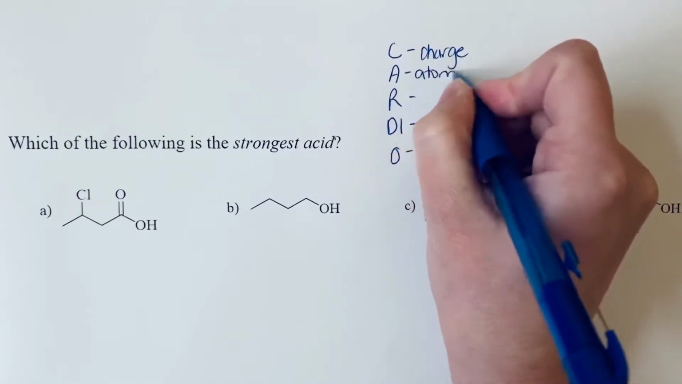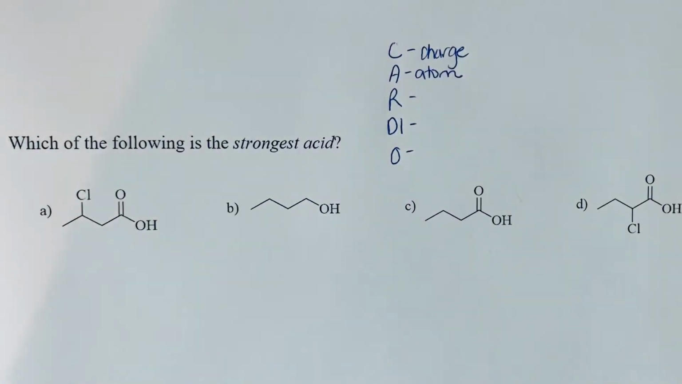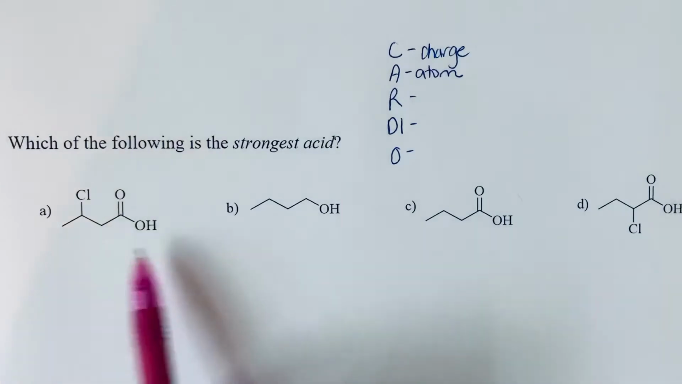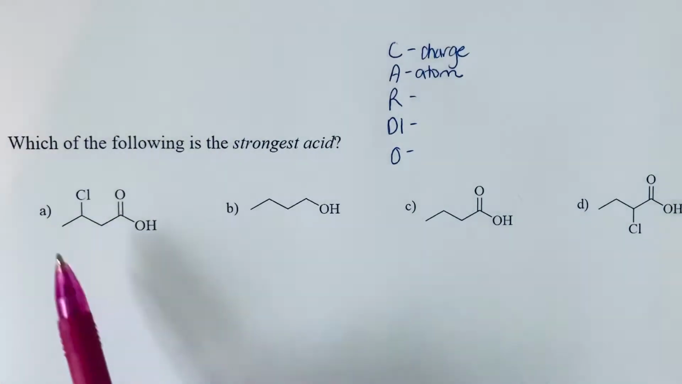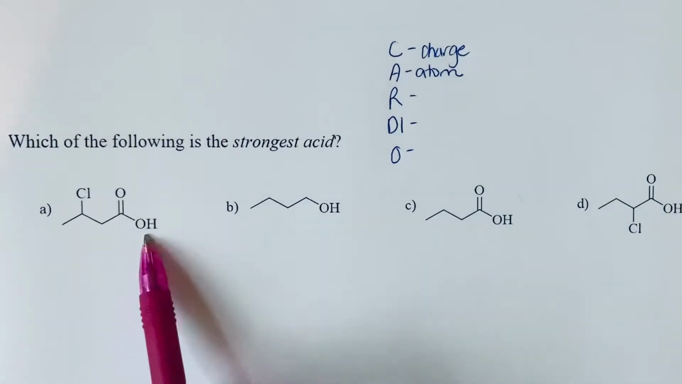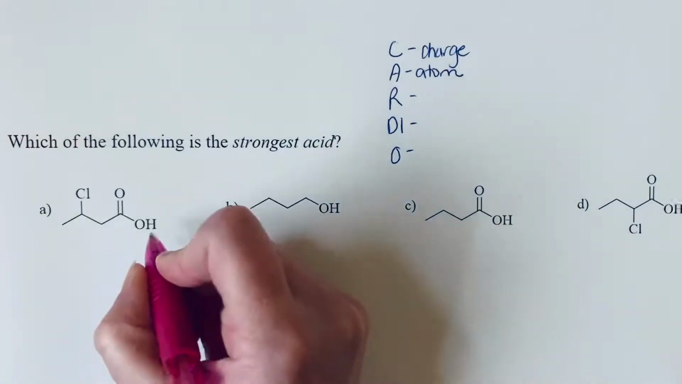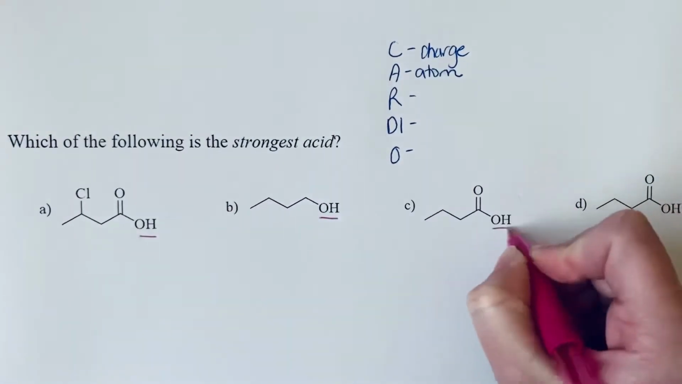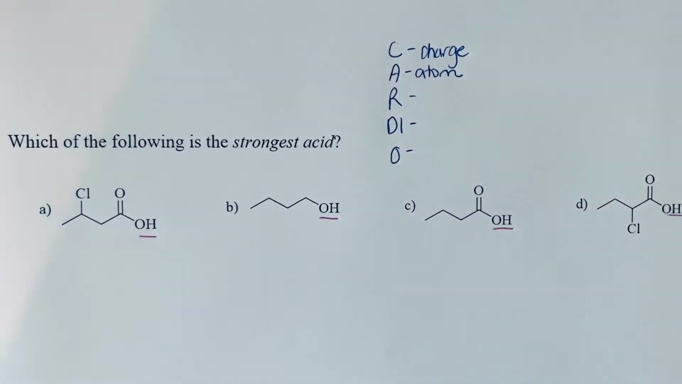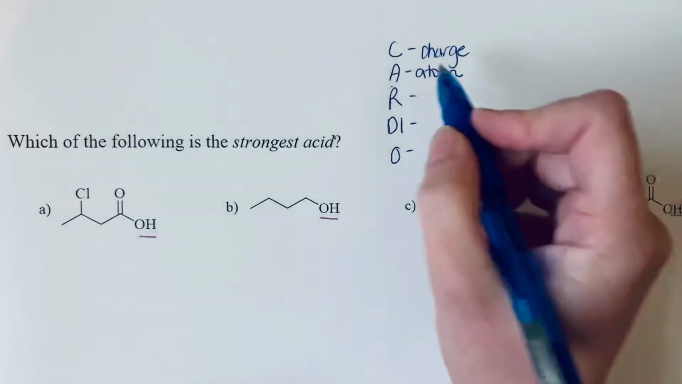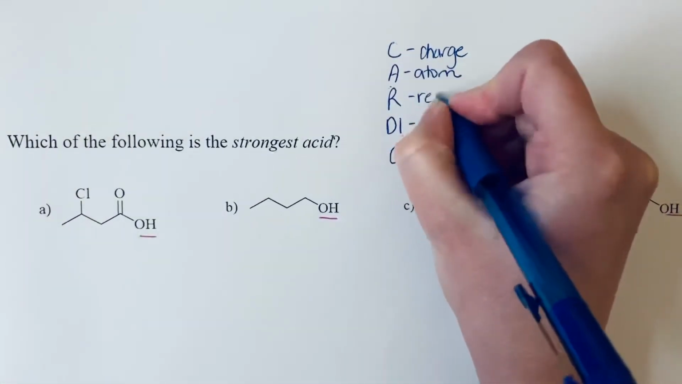Atom. When we're comparing atom, we're looking at the atom that the acidic hydrogen is attached to. That is often an electronegative atom. If we look at all of these structures, we have hydrogens attached to the carbon backbone, and we have hydrogens attached to oxygen. So the hydrogens attached to the oxygen are going to be the most acidic in all cases. And since it's all oxygen, this A does not differentiate for us. So we will move down to R, which is resonance.